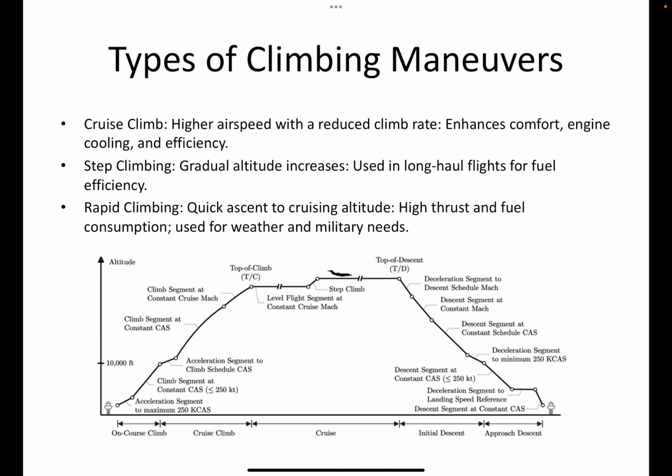Other types of climbs include the cruise climb, which is a more gradual ascent at higher airspeeds, and the step climb. As you can see in this flight profile diagram, long-haul flights will climb to a certain altitude, burn off fuel, become lighter, and then step up to a higher, more efficient altitude.